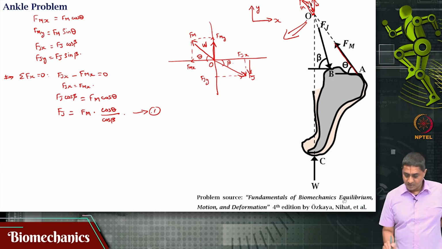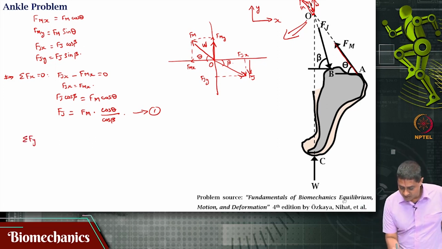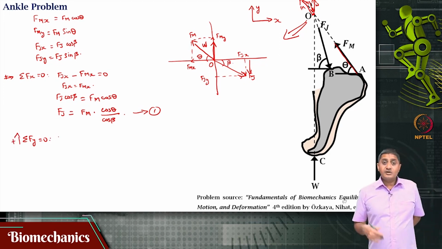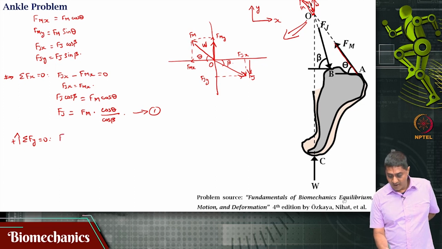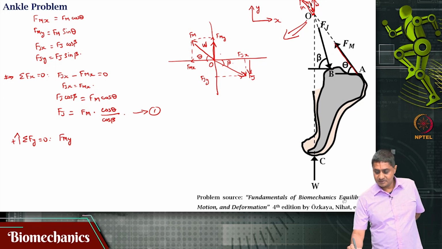Okay. Now, let us write sigma Fy equal to 0, upward going is considered positive. What are all the forces in the y direction? Fmy is in the positive y direction, that is that force, is it not?